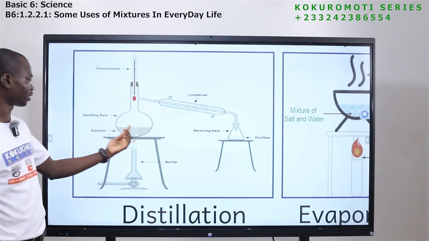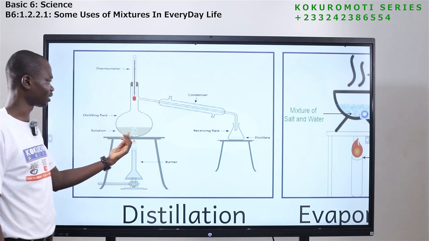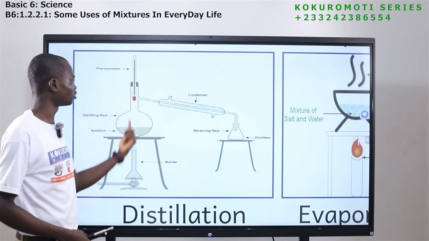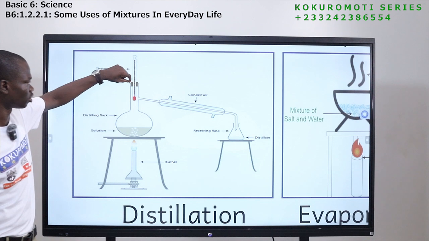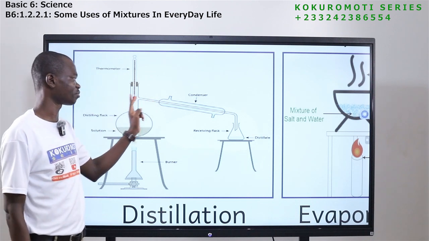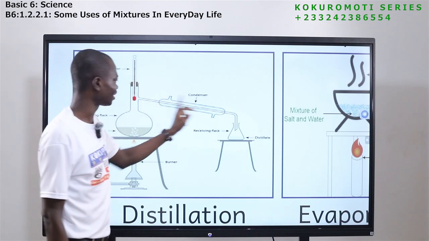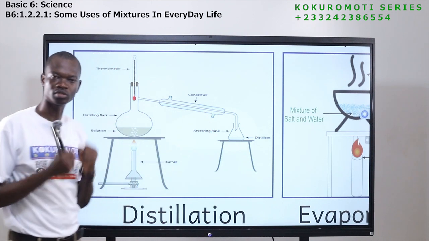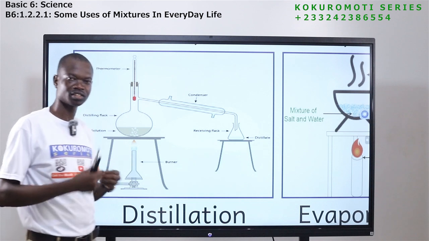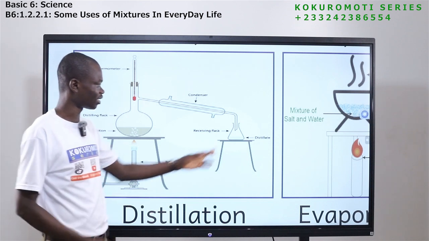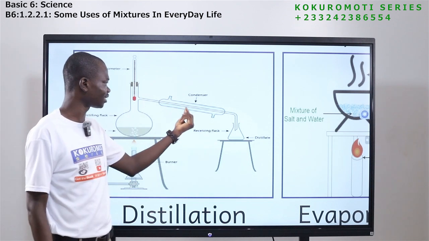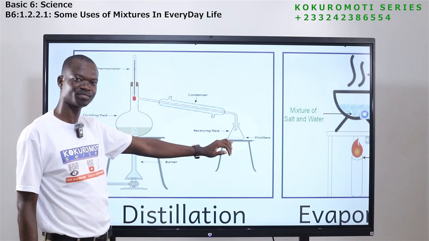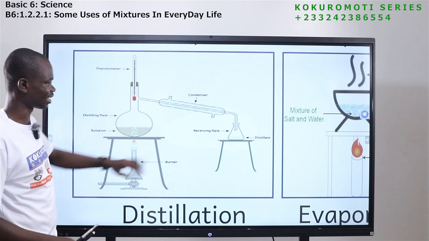So you have your mixture here. You apply heat to it. It will start evaporating. So the vapor will rise. Because this side is blocked, it will pass here. You see here, the tube is covered with something. That thing is very cold, so it will change the vapor into liquid, and when the gas gets here, it will turn to liquid, and then we have it here. So this is how distillation works.